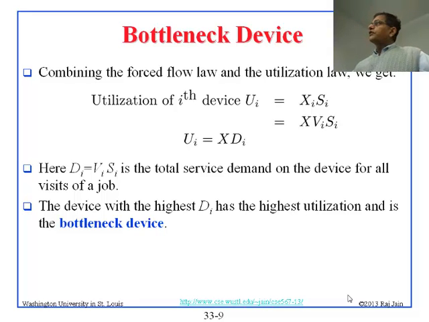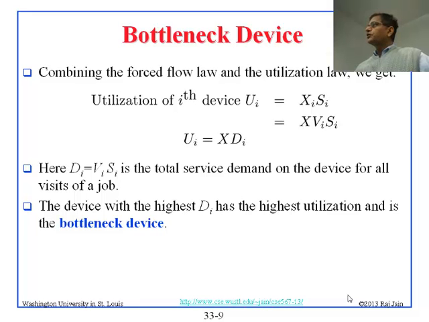If you combine the two laws that you have learned, then you can say Ui, the utilization of the device i, is equal to Xi times Si. This was the law before, right? Now we can write down Xi equal to X Vi. Then we can combine these two terms into Di. So Di is this product of Vi times Si. So now we have a new relationship: Ui is equal to X times Di.